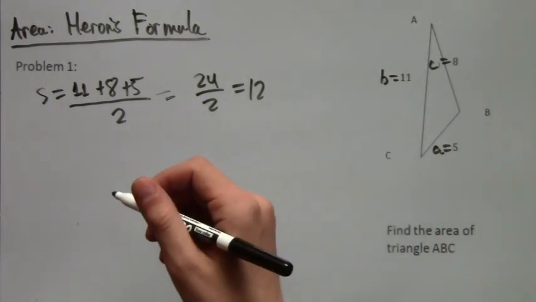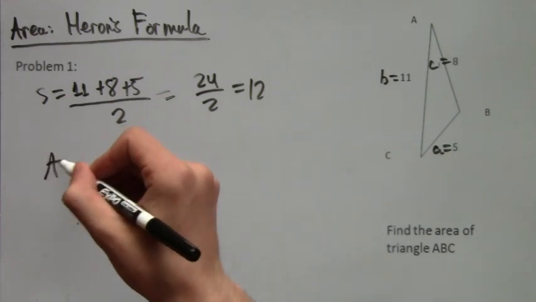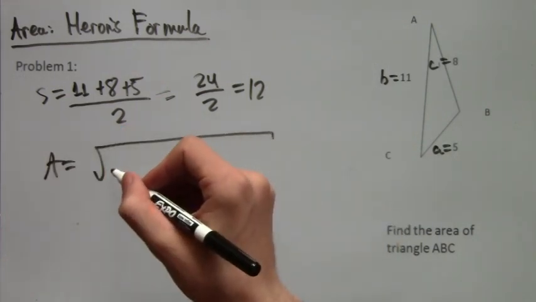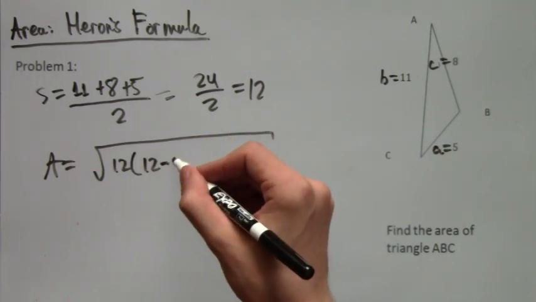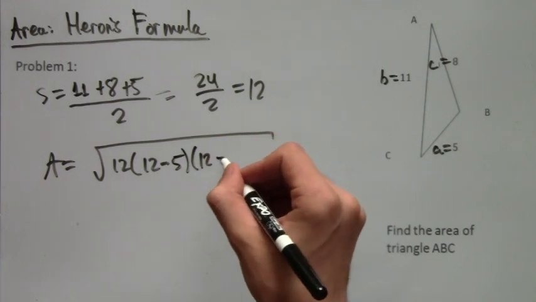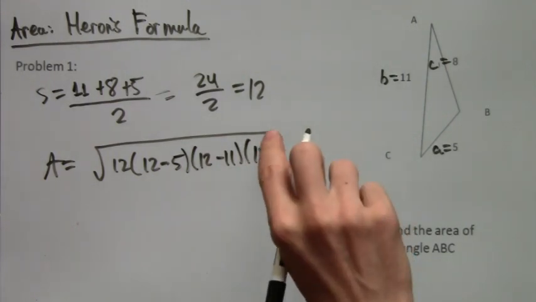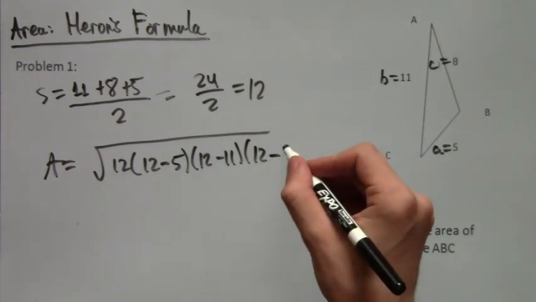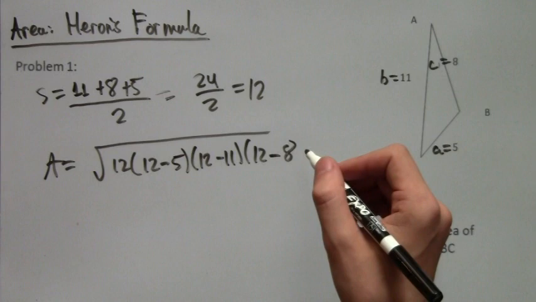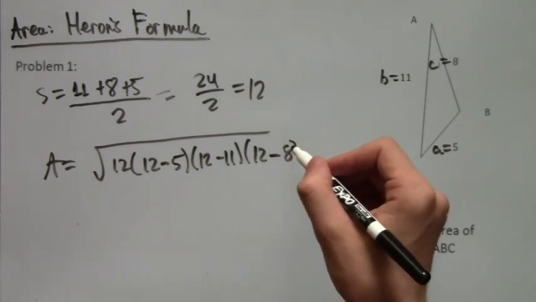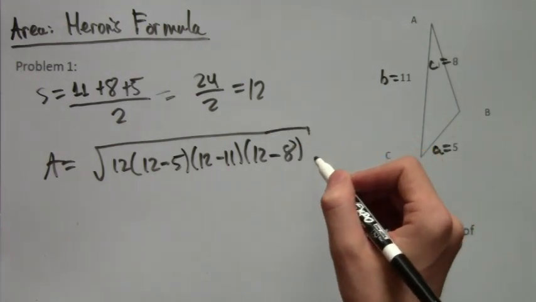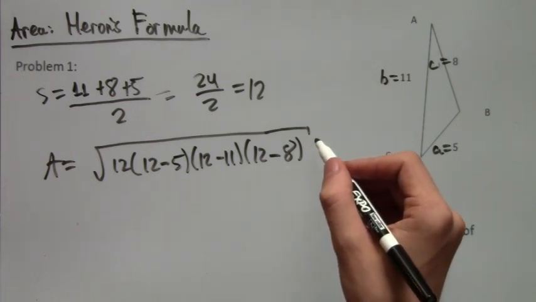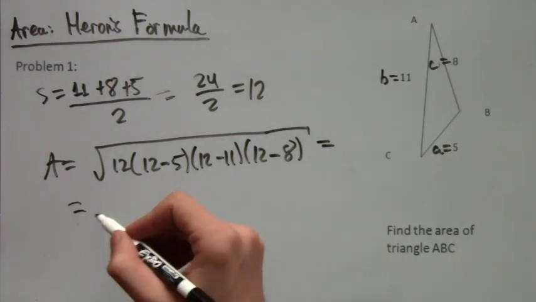And the formula is that area equals the square root, everything's inside this big square root. We have the semiperimeter 12 times 12 minus a, which is 5, then 12 minus b, which is 11, then 12 minus c, which is 8. So s, the semiperimeter, or in this case 12, appears 4 times, and we either subtract nothing from it, or we subtract one of the side lengths of the triangle. So now all we have to do is simplify this expression, and we'll have the area of the triangle.